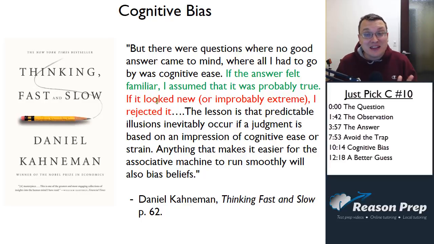So notice this is exactly what we were just talking about, right? Choice feels familiar, we pick it. We don't really know what's going on with the other one, we ignore it. The lesson is that predictable illusions inevitably occur if a judgment is based on an impression of cognitive ease or strain. Anything that makes it easier for the associative machine to run smoothly will also bias beliefs.